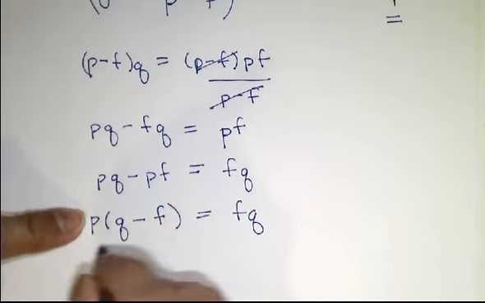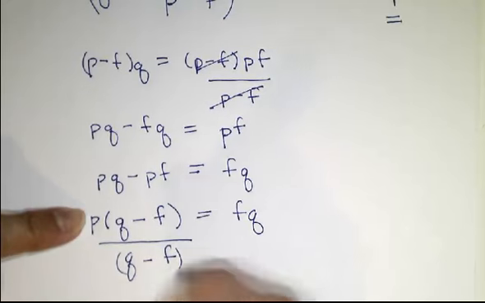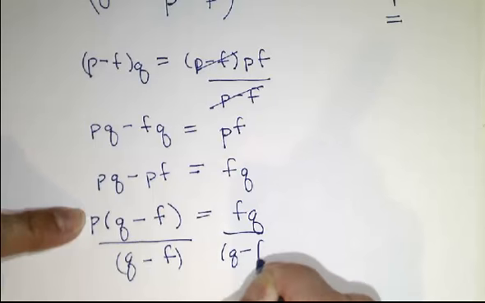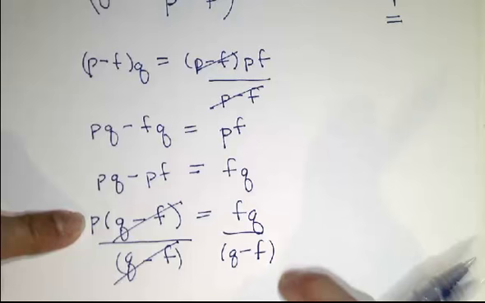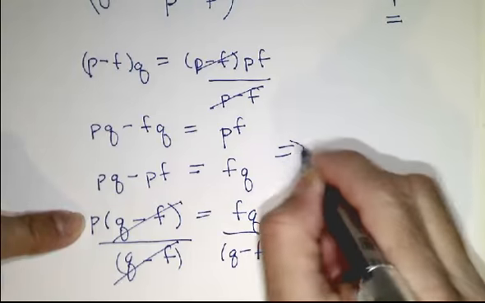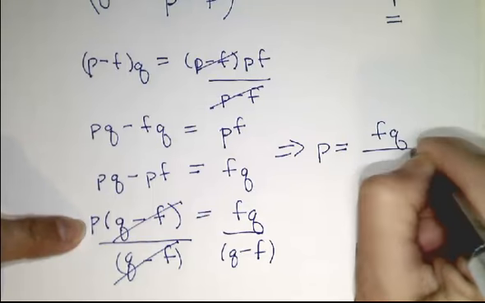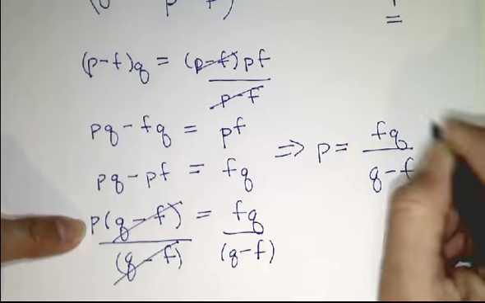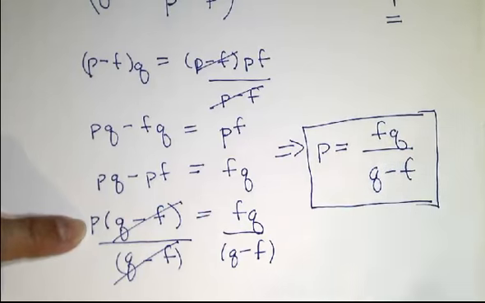Last step, I'm going to divide both sides by q minus f. Now, p sits alone on the right, and this is my expression. So if I were to rewrite this, p equals f times q all over q minus f. Now this is true provided that q does not equal f.